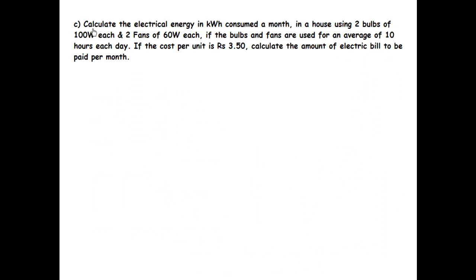The next question, 9 part C, calculate the electrical energy in kilowatt hours consumed in a month in a house using 2 bulbs of 100 watt each, 2 fans of 60 watt each. If the bulbs and the fans are used on an average of 10 hours each day, and if the cost per unit is rupees 3.5, then calculate the amount of electric bill that is to be paid per month. Now we'll assume, since the month's name is not mentioned, the month to have 30 days.